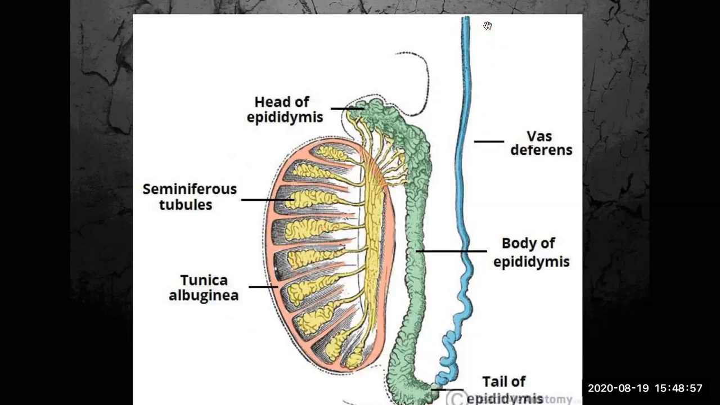These tubular structures are called seminiferous tubules. These are seminiferous tubules, highly convoluted structures. Testis is divided into many parts. You can see there are different chambers. These are called testicular lobules, and these lobules contain these seminiferous tubules.